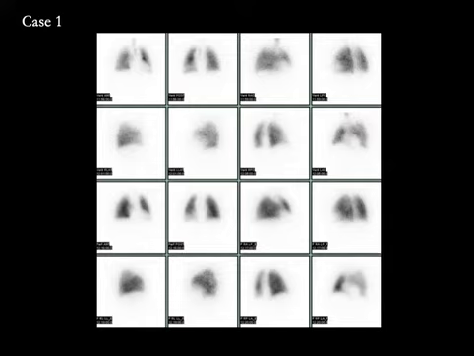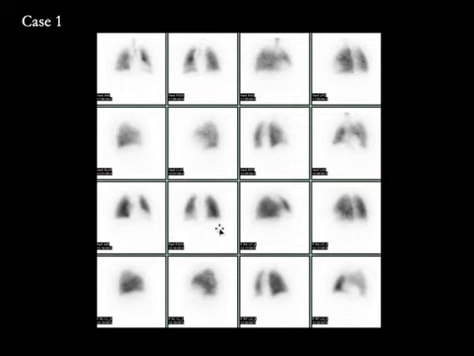Case number 1 is showing multiple images from a VQ scan with ventilation images on the top, the first row and the second row. The perfusion images are in the third and the fourth rows. The approach to reading a VQ scan is to compare ventilation to perfusion, and what I recommend is to first find the anterior view of ventilation, compare it to the anterior view of perfusion, and see how well they match in terms of perfusion in the right lung, ventilation in the right lung, perfusion in the right lung, ventilation in the left lung, perfusion in the left lung. Then go to the posterior view and see how the ventilation matches with perfusion. So here they are well matched. We don't see any perfusion defects to suggest PE.